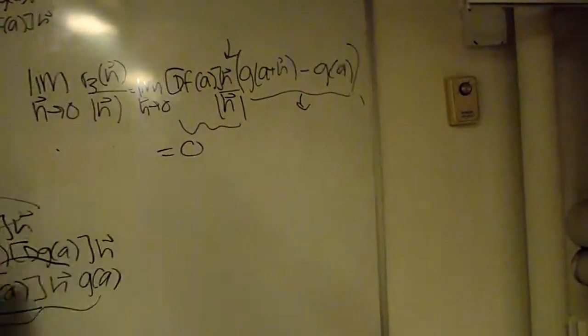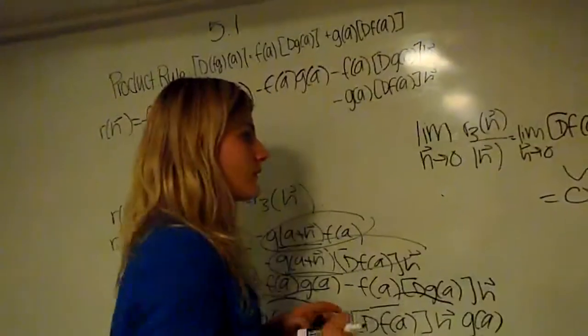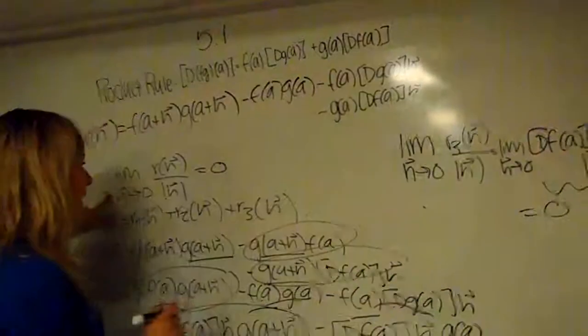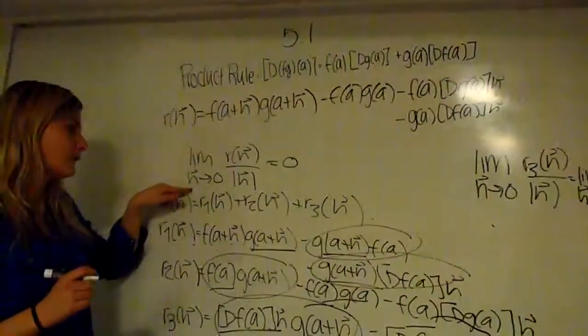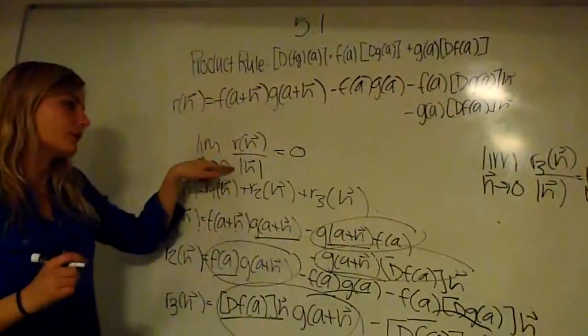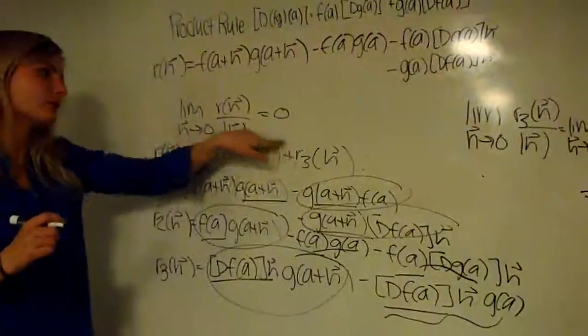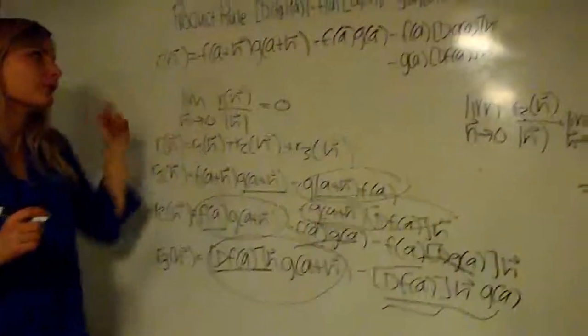And so since all of our three limits for the remainders are 0, we have proven that the limit when the increment vector h goes to 0 of the remainder over the magnitude goes to 0. Thus we proved the product rule.